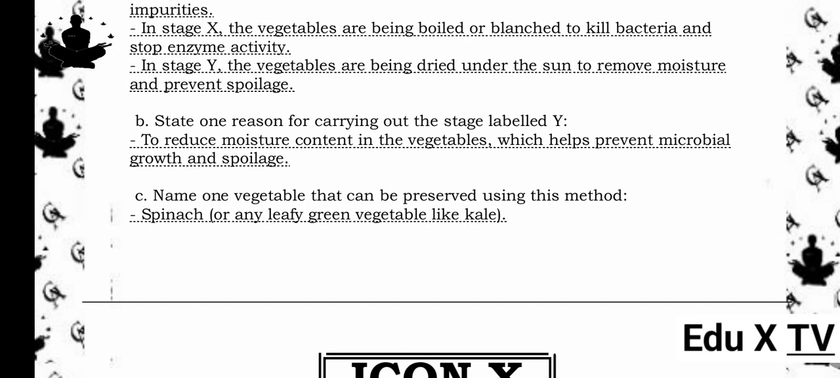B. State one reason for carrying out the stage labeled Y. To reduce moisture content in the vegetables, which helps prevent microbial growth and spoilage. C. Name one vegetable that can be preserved using this method. Spinach or any leafy green vegetable like kale.